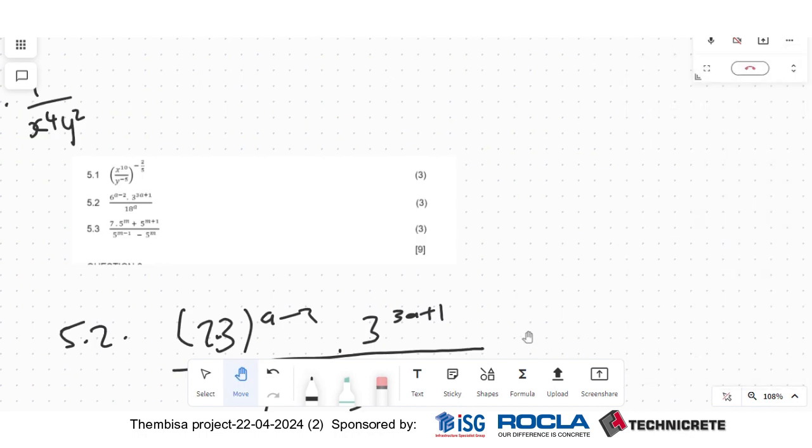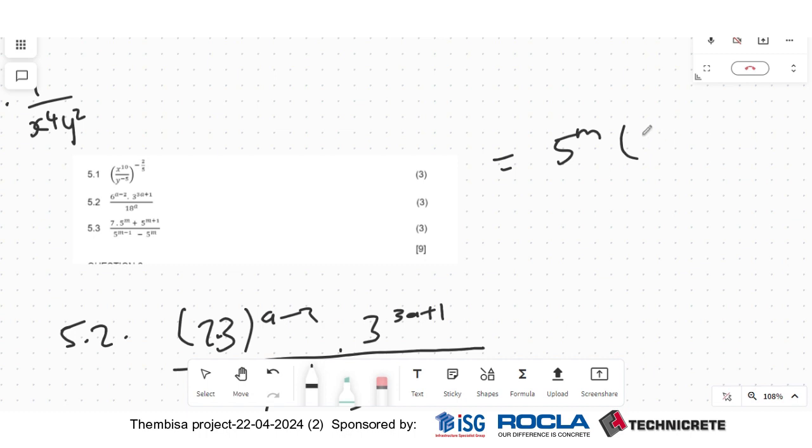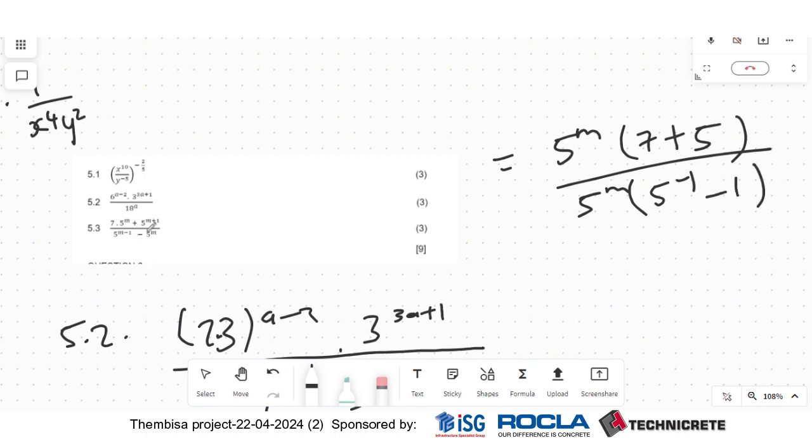For question 5.3, we have 7 times 5 to the power of m plus 5 to the power of m plus 1, over 5 to the power of m minus 1 minus 5 to the power of m. So here we're going to have to factorize. So we'll have 5 to the power of m times 7 plus 5. And in our denominator, we'll take out 5 to the power of m as well, times 5 to the power of negative 1 minus 1 to get our negative 5 to the power of m.